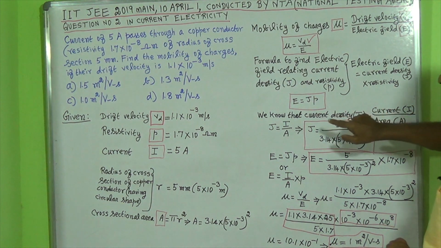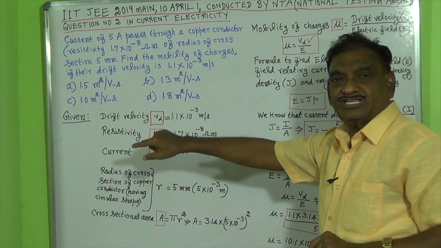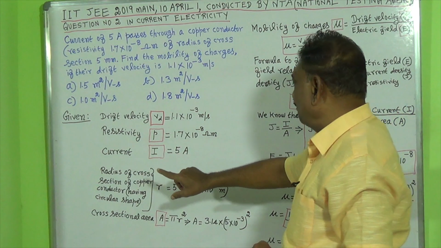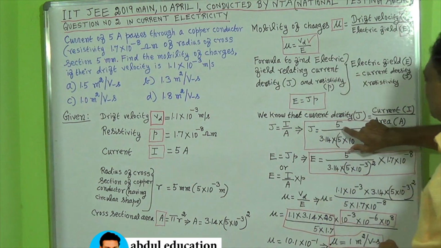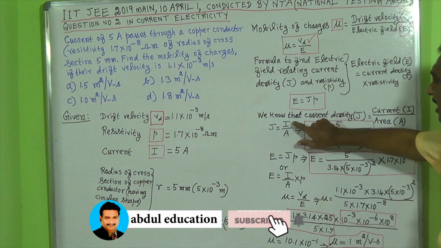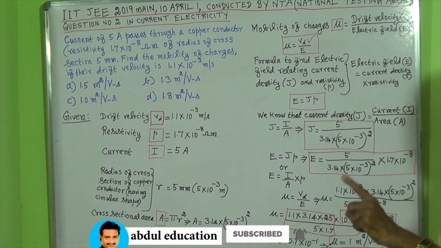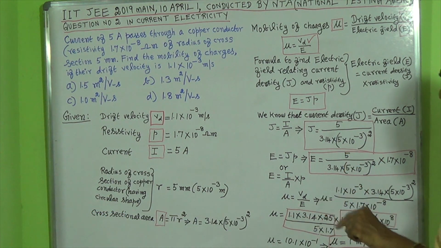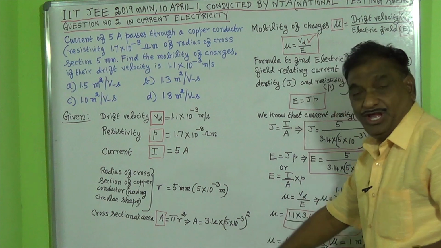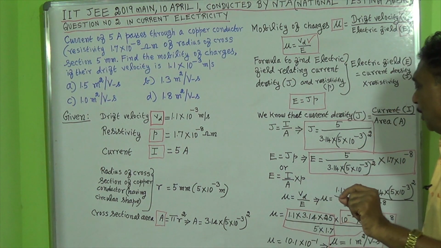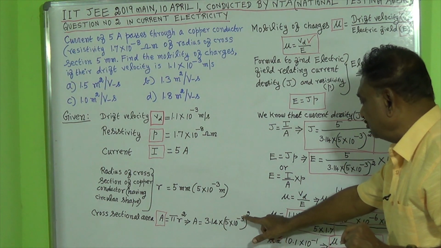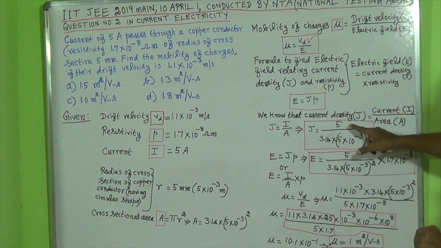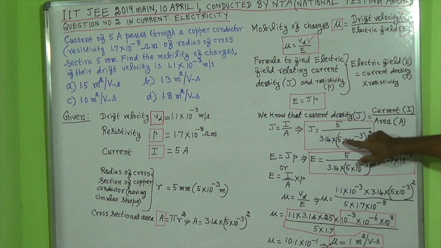What is the current given in the sum? In the sum, the current is provided as 5 ampere. So we can substitute 5 ampere in the place of current. What is the cross sectional area of the conductor? The cross sectional area of the conductor is 3.14 into 5 into 10 to the power of minus 3, the whole square. So we can also substitute the area.